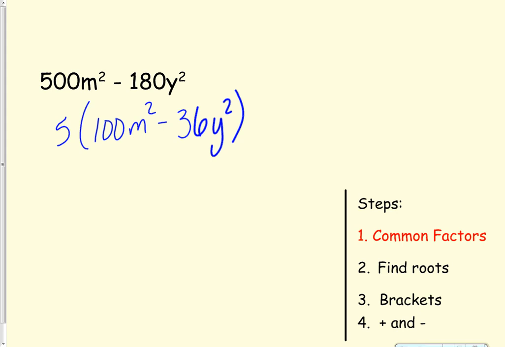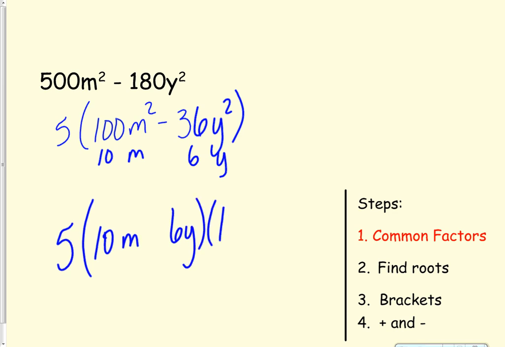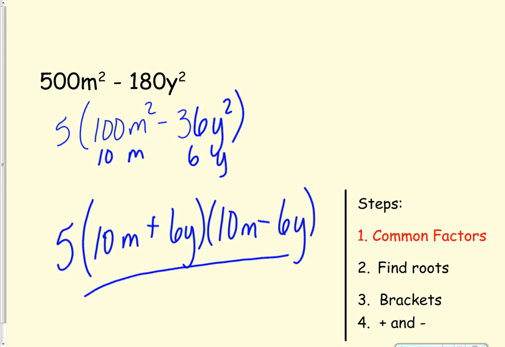What we have now is two numbers that have roots, and the roots are 10 and 6. We've got two terms with roots, and we have a minus sign, so we have our difference of two squares. So we can just put our 5 in front, and then we'll put a bracket with 10m and 6y twice. And in the one bracket, we will put a plus sign, and in the other we'll do a minus, and that is all there is to it.